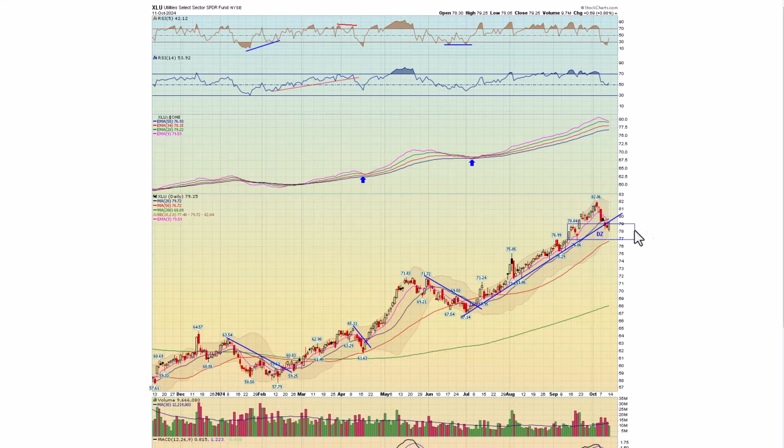Next, chart 52, utilities. They've pulled back over the last couple weeks. Little bounce on Friday. There is a demand zone here where it's trying to bounce.